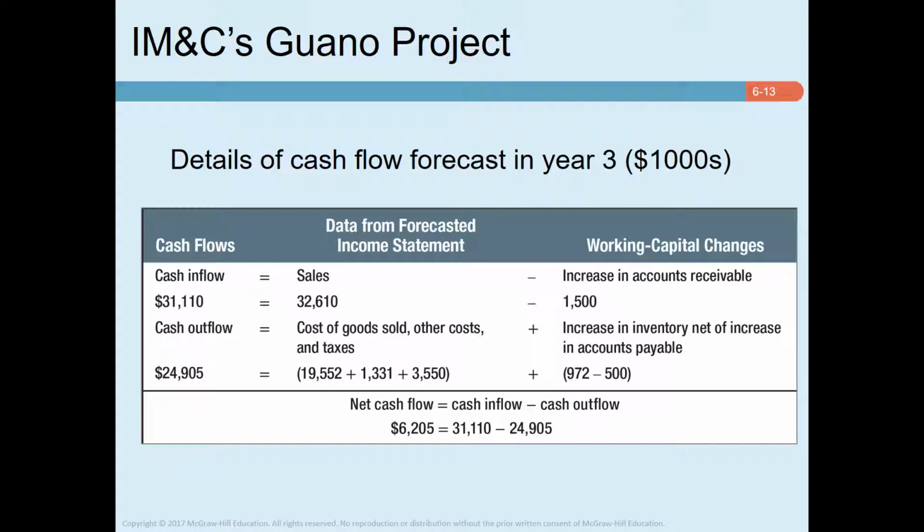Now a little bit details of the calculation. So from this income statement information, how we calculate cash flows, first of all, we have sales, and this is our cash inflow. Then cost of goods sold, other costs, and taxes, those are our cash outflow. So this cash inflow, which is 31,110, actually comes from deducting the cash outflows from the sales. And how do we calculate working capital changes?